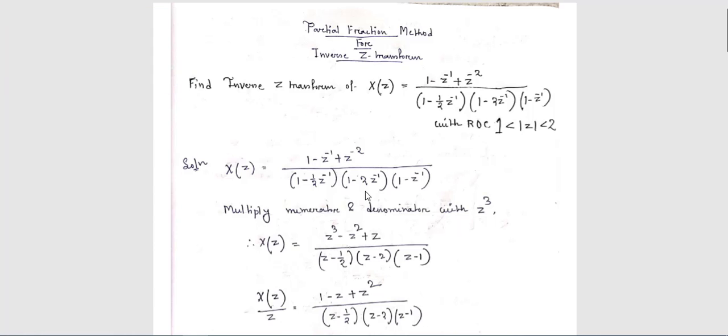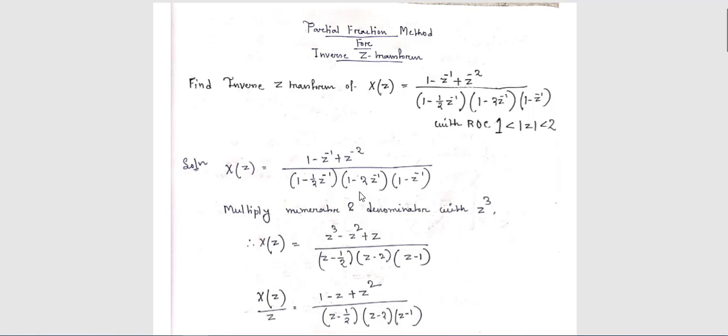That means if you multiply z cube in the denominator part and also in the numerator part, z cube by z cube is 1, so there is no effect on the original function. That's why I chose z cube, to eliminate these inverse powers.